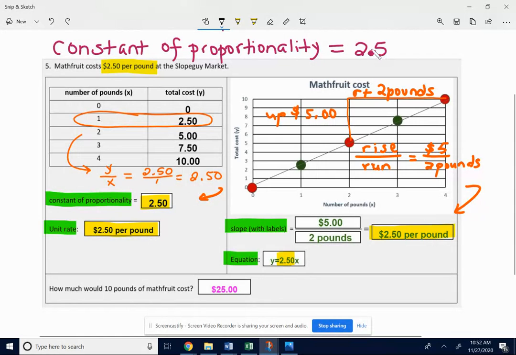Okay, so that constant of proportionality or unit rate is found from the data table, taking y divided by x, or using labels to get the unit rate, 2.50 per pound. Okay, you can find the constant of proportionality from the graph by finding slope. Up $5 over 2 pounds, that's 2.50 per pound. That constant of proportionality is in front of the x in the equation. Because there's going to be a lesson where you're just focusing on the constant of proportionality, this may be a good screenshot, just this one part of the video, to help you see where the constant of proportionality is. Okay, let me know if you have any questions at all.